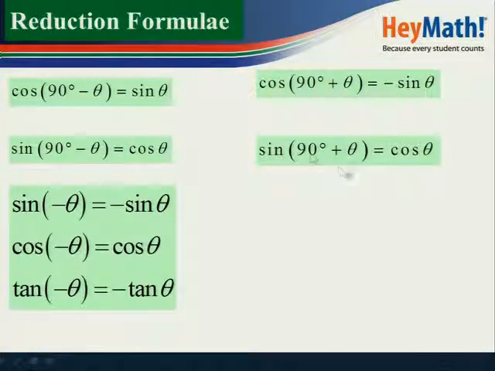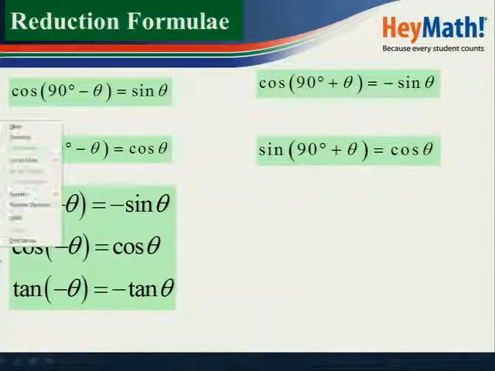Sine of 90 degrees plus theta. The original trig ratio here is sine. 90 degrees plus theta is in the second quadrant, and in the second quadrant, sine is positive. That's why you've got positive cos theta. We have to change. Whenever you see 90, remember, sine will change to cos and vice versa, meaning cos will change to sine. These are the reduction formulae of 90 degrees minus and 90 degrees plus.